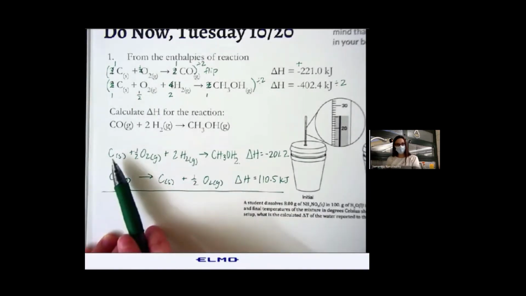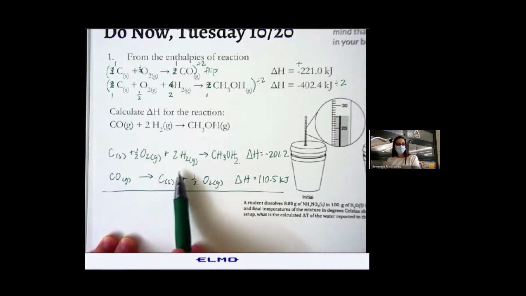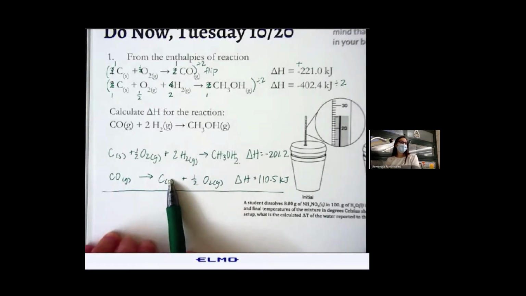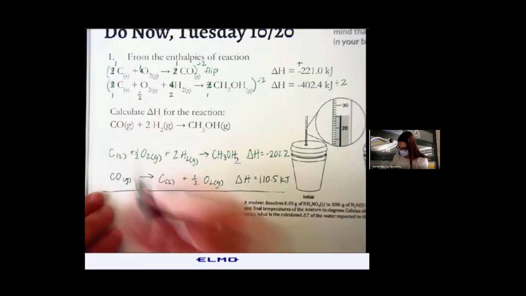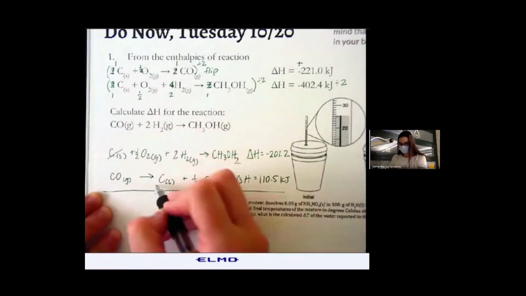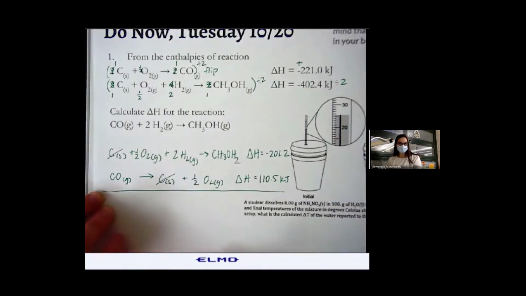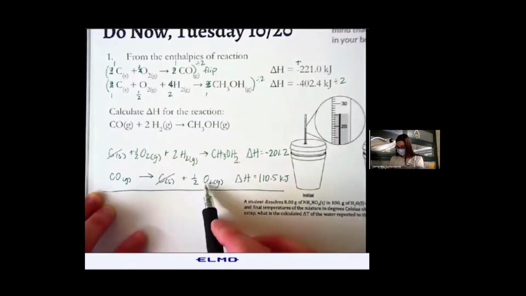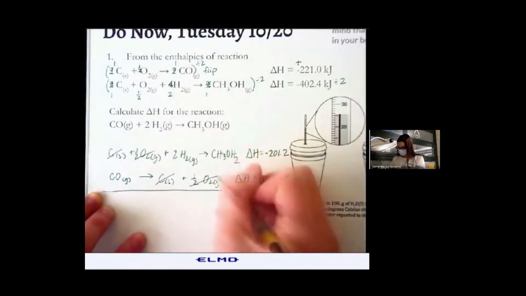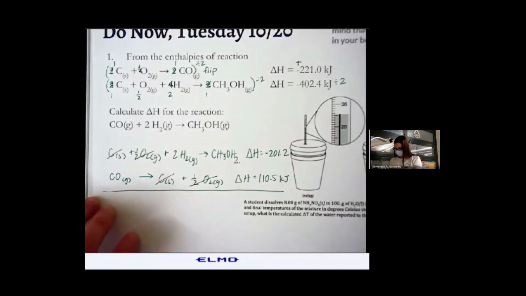I have 1 carbon on the left, 1 carbon on the right. So I cancel before I add everything together. You could add everything together and have all of the reactants, the arrow, all of the products, and then cancel out everything that's the same. I just do it beforehand. So I have 1 carbon on the left, 1 carbon on the right. Those will cancel. I have half of an oxygen on the left, half of an oxygen on the right.